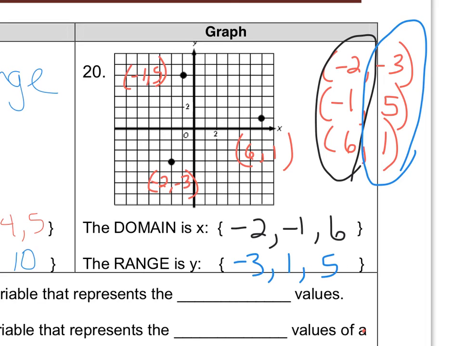So listing domain and range for discrete data on a graph, the habit I want you to form immediately is to write your 3 or 4 or 5, however many they give you, ordered pairs that go with the coordinate points.